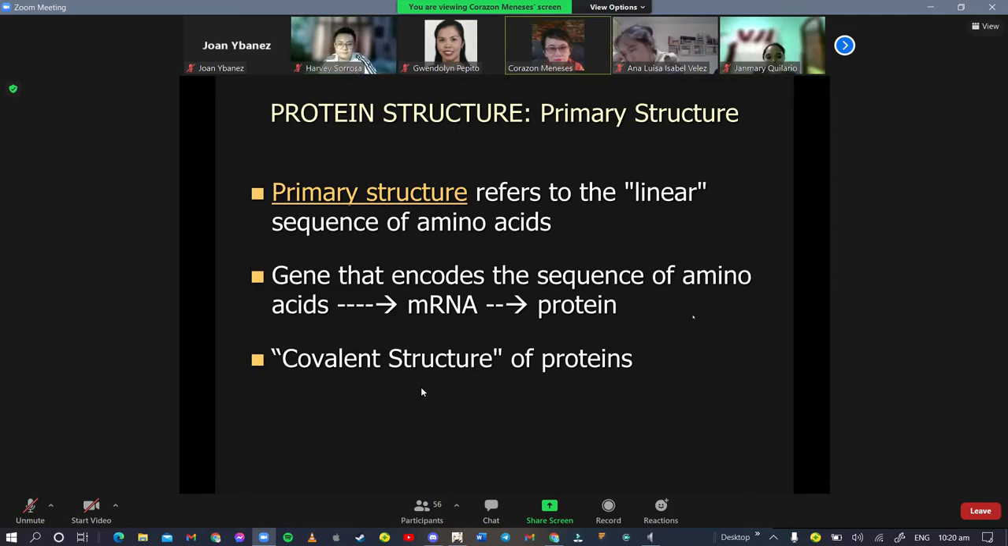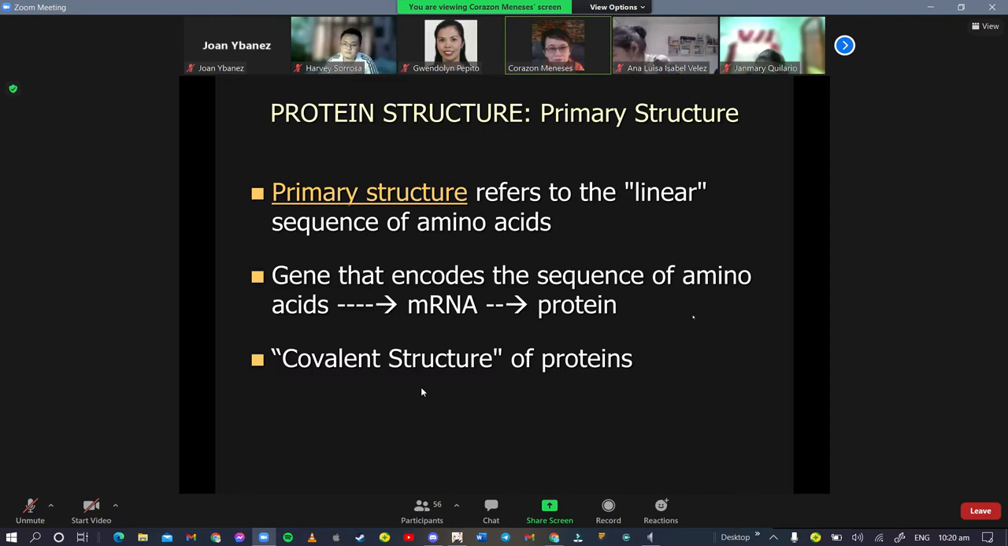Sequence, the definition, refers to the linear sequence of the amino acids. So one amino acid from the N terminus, then followed by the next, the next, until it reaches the C terminus. So the question now is, what connects the amino acids together? And the answer is, anyone? So it's what? You should know. Okay, peptide bond. So peptide bond is a covalent bond.